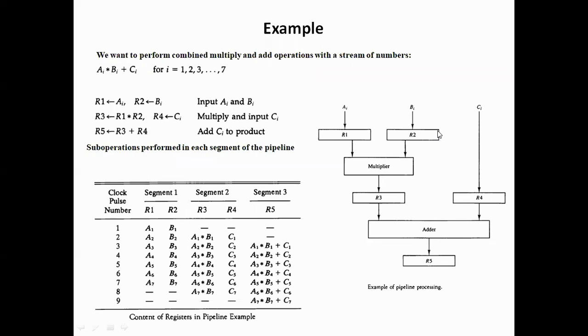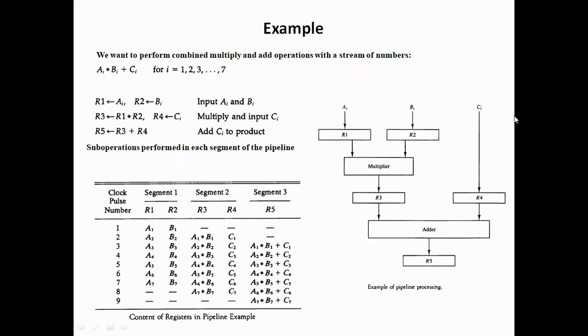So in the third clock pulse, here A1 into B1 plus C1 will be happening. Here A2 into B2 will be happening, and here A3 and B3 will be getting stored into these two registers. So since this is happening this way, this we call as pipelining.